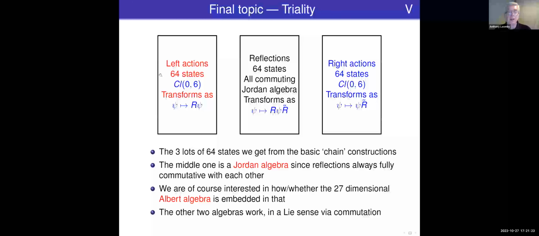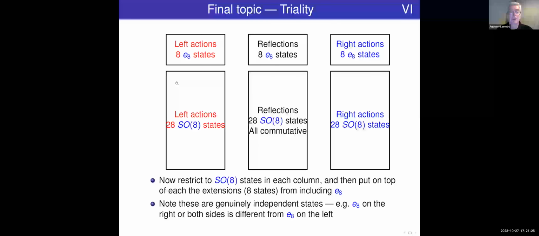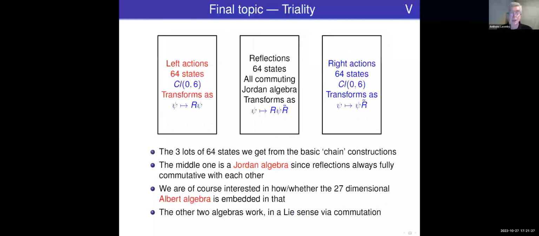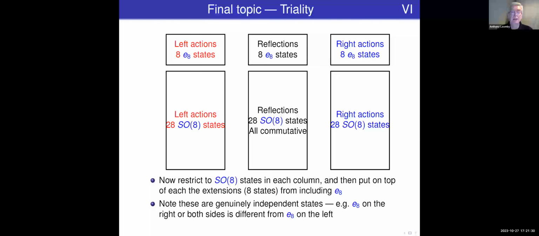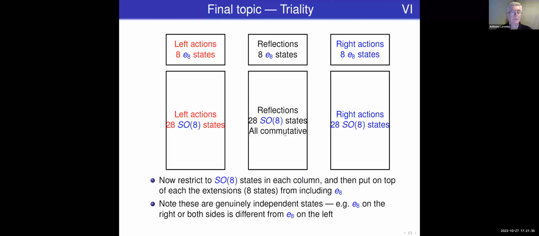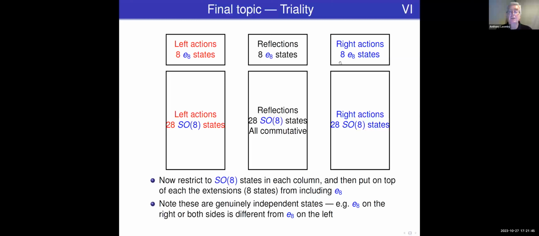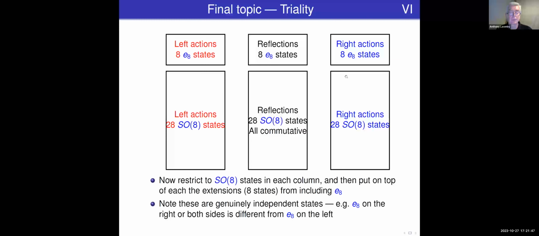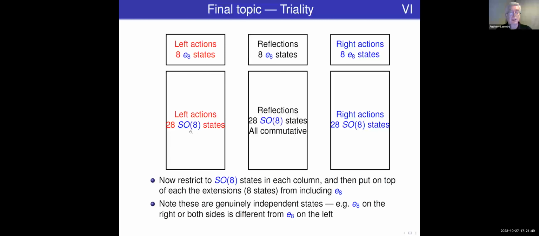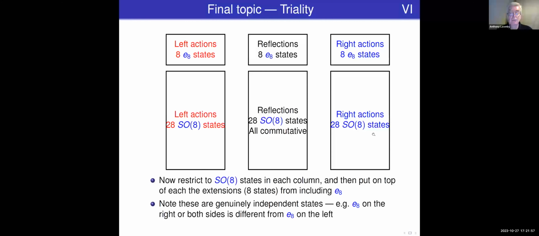Now, these outside algebras, we said they work just via Lie sense with commutation. This middle one, that works by a commutative product. Let's adjoin on top of those left action with these 8 E8 states. Now we do adjoin the Sedenians, reflections with those, and right actions with those. And restrict in each column here to SO8, right? So we have 28 in each of those.